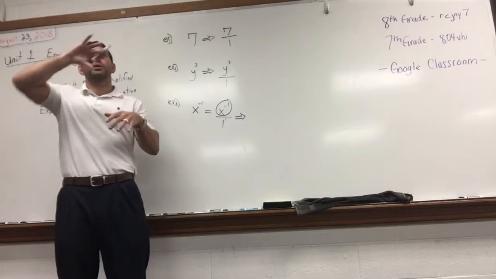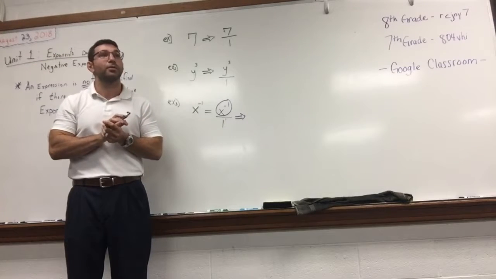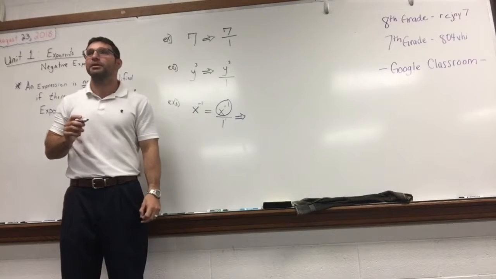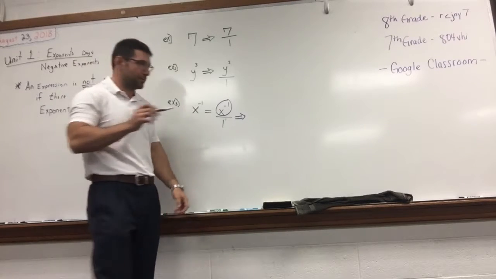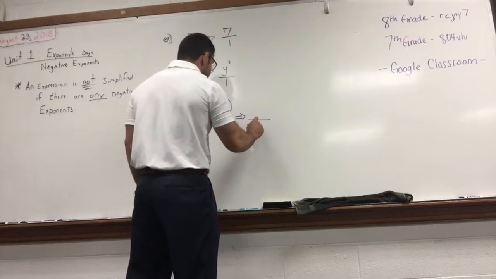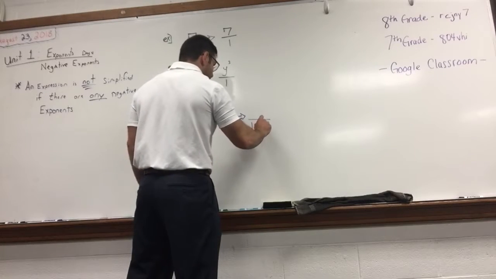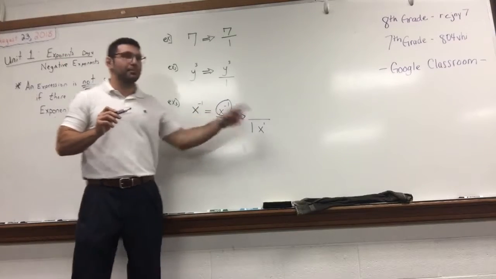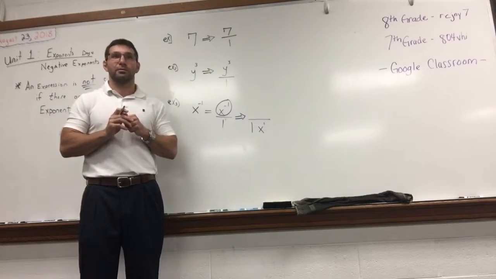And what happens when we flip it? A better word for flipping is the reciprocal. When we use the reciprocal of just this, it becomes positive. So I'm going to draw my fraction bar. I've still got 1 times x to the first. Why did it become positive? Because we used that reciprocal.